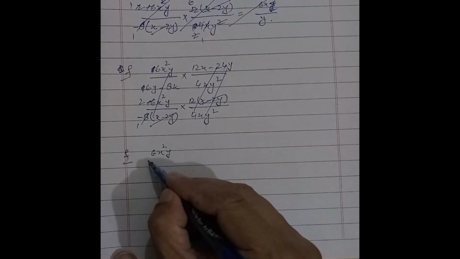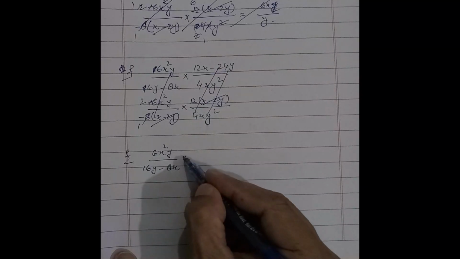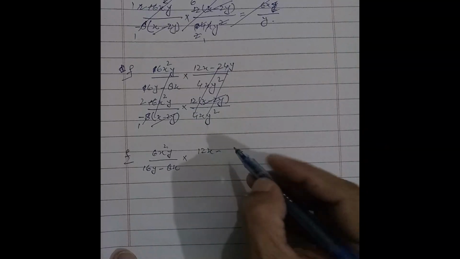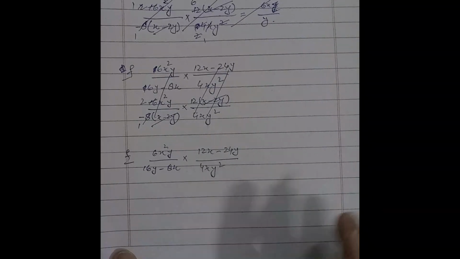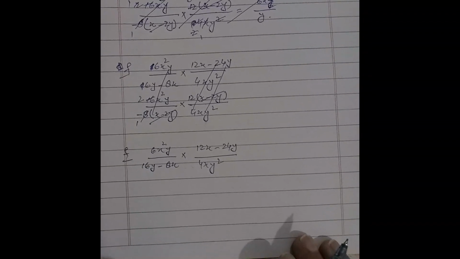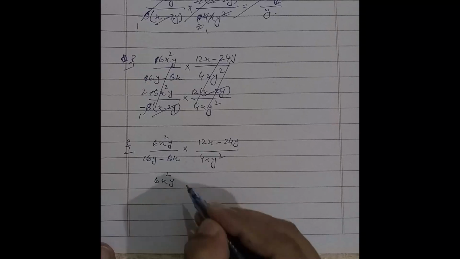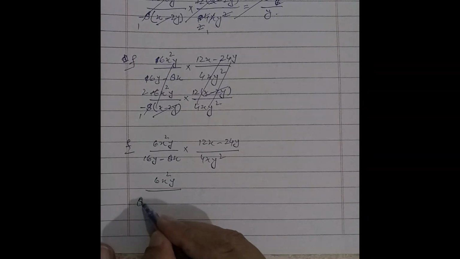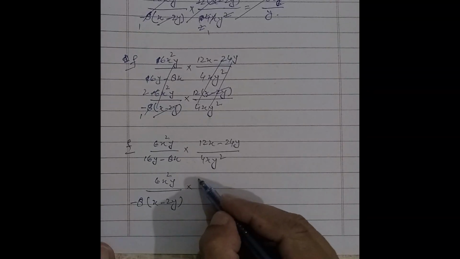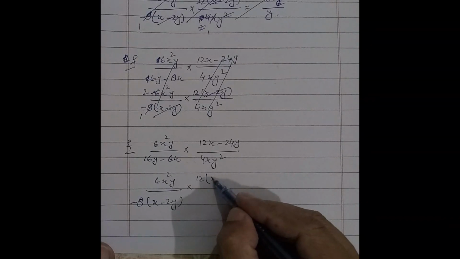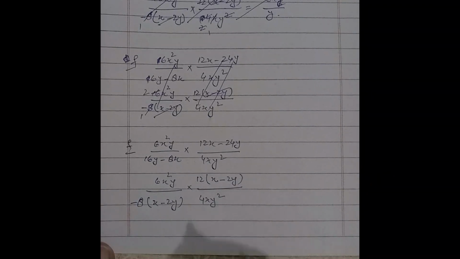6x²y over 16y minus 8x, multiplied by 12x minus 24y over 4xy². First we simplify the values, which is 6x²y over, take minus 8 common, x minus 2y, multiplied by, take common 12, and the remaining is x minus 2y over 4xy².